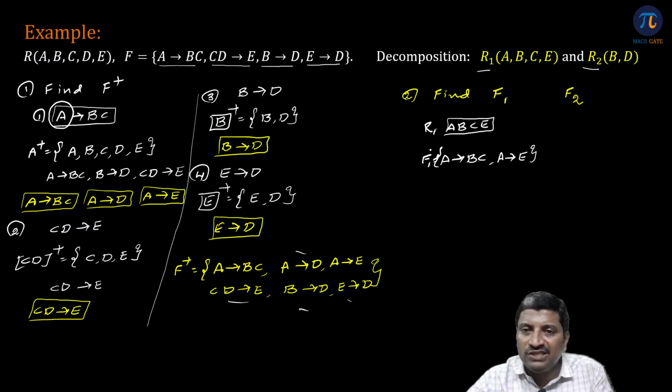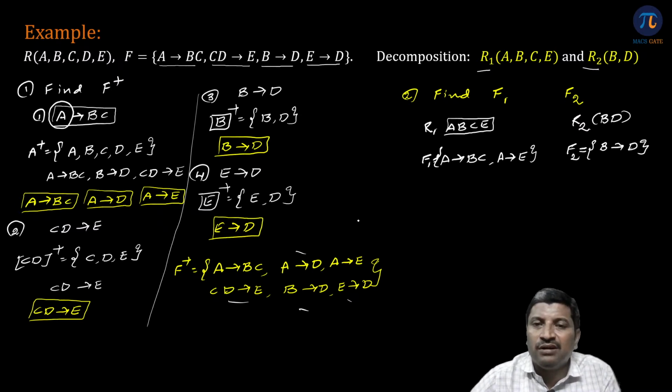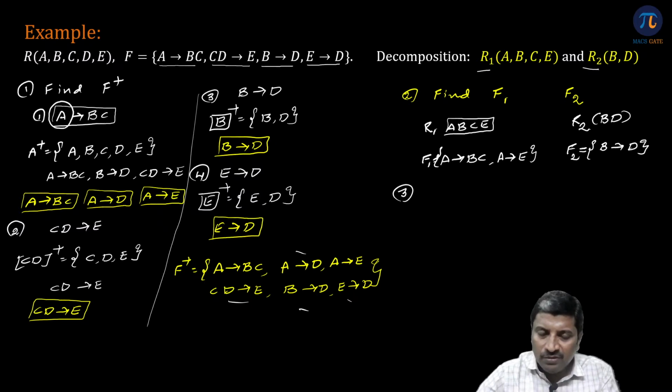We are writing the FDs which have only A, B, C, E. If they have anything else, we don't write it. That is F1. What is F2? Let me write R2. What is R2, sir? BD. So I need to write the FDs with BD only. I have only B comma D. So this is F1, F2. Then what is the third step? The third step is we need to make union of F1 comma F2.